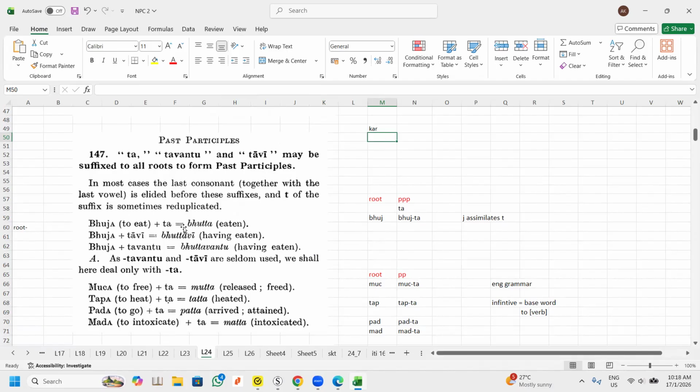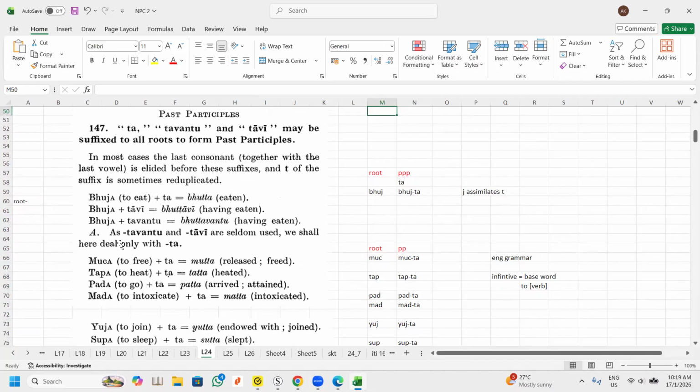It means you see here, what happened is this is the bush. I drop the A, so you're supposed to put a ta. Okay, so you put a ta. So here, what happened is the J assimilates the T. So here the remark is here, J assimilates the T. Assimilate and reduplicate is the same. It's only a different way of explanation.